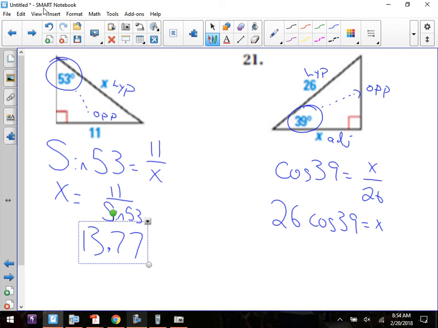Then 26 cosine 39. You get 20.21. There we go. What's going to change when we find angles? What's that? What's going to be negative? The trig function, yeah, not the angle. We don't have negative angles. Actually, let me ask you this, Josh. Can you have a negative angle?